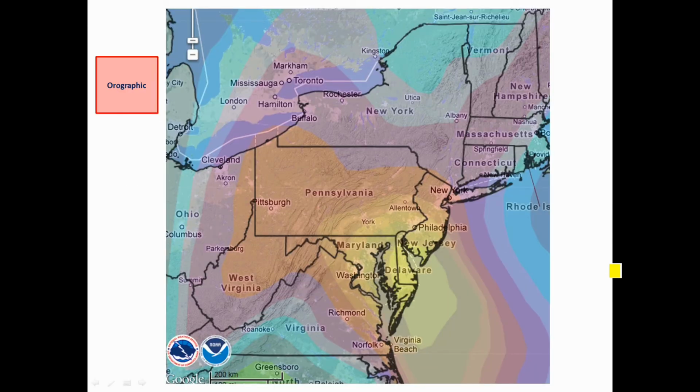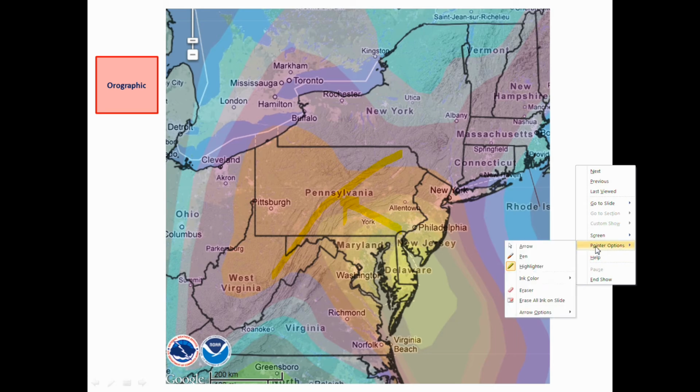Second factor for a heightened vulnerability is orographic lift. The heaviest rain here is the areas in red and in yellow, and you can maybe see behind here the higher elevations. As that moisture pushes up into the higher elevations, that's going to enhance rainfall on the east side of the higher elevations and snow on the west side.